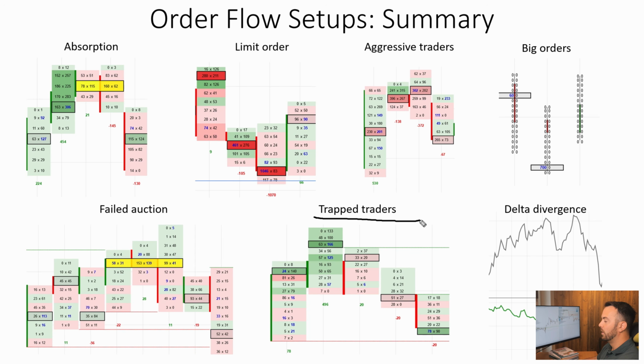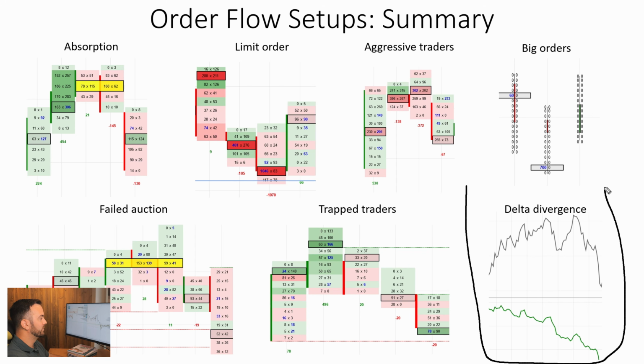Another thing was the trapped traders. Trapped traders is when the market is giving you a clear signal that trend should continue. There's a heavy volume activity screaming at you that the price should continue to go up, but it doesn't. The next footprint is bearish. So if the price is not going to go up, then those guys are trapped buyers and the price is going to go down. All right.